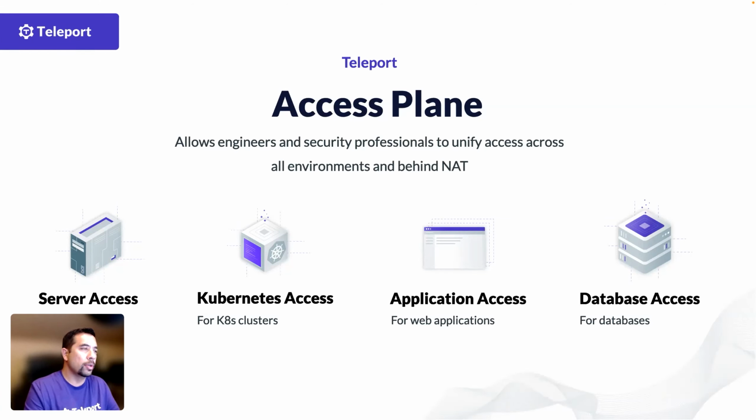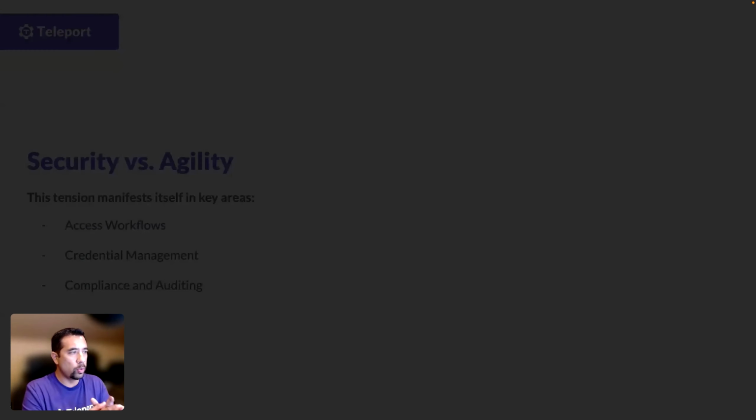We're allowing engineers, security professionals, DevOps, you name it, to unify access across all kinds of environments and behind NAT translation. Whether it's server access for SSH servers, Kubernetes access for Kubernetes clusters, application access, or database access. Those are our four key pieces, with some new additional stuff coming down the pipeline, which is super exciting as well. What we're trying to do is simplify how our engineers and users are accessing these resources.